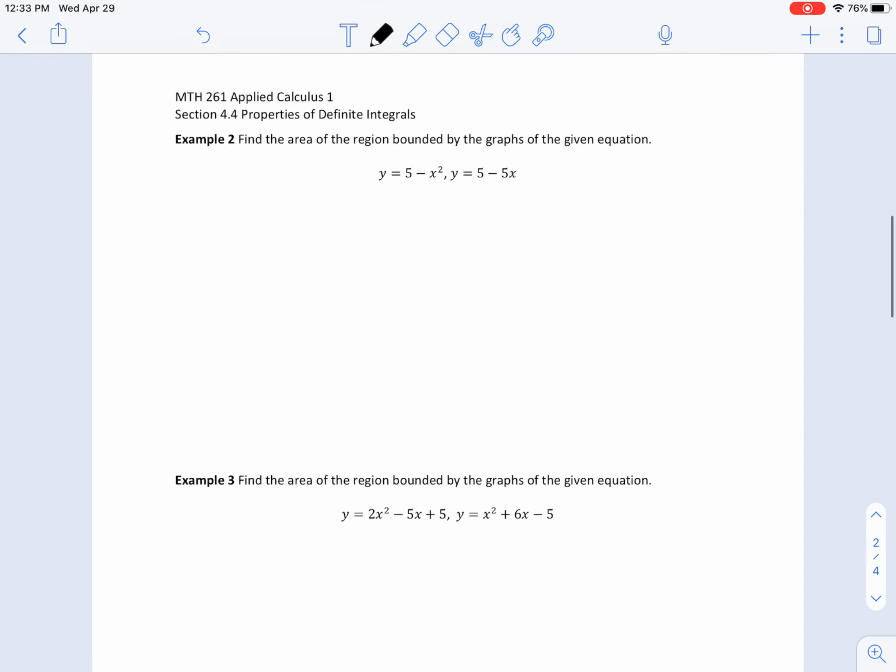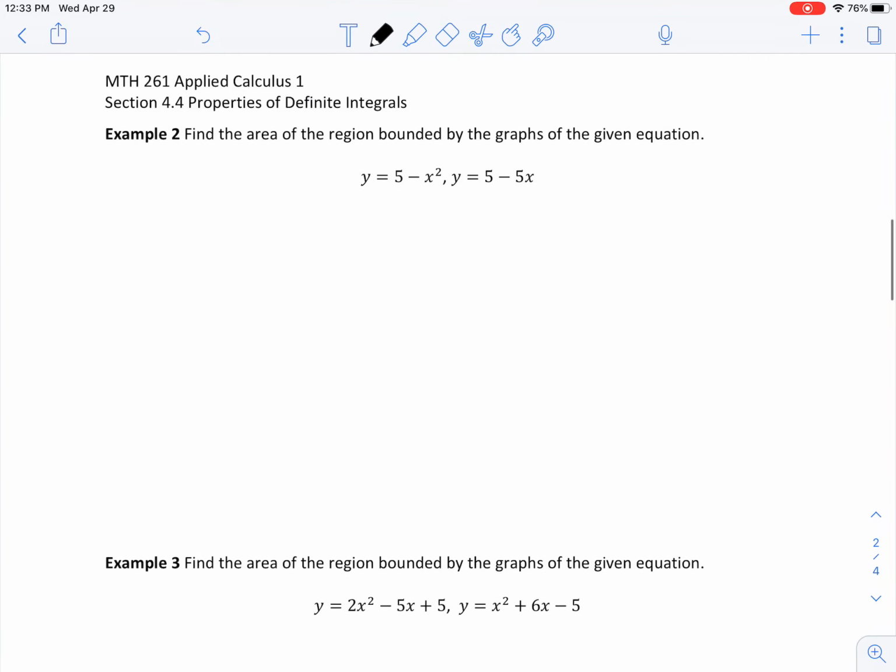Two more. This is finding the area of a region bounded by two graphs. So example 2 and example 3. And I'll do the same thing. I'm going to graph them. Find the area of the region bounded by the graphs of the given equation.